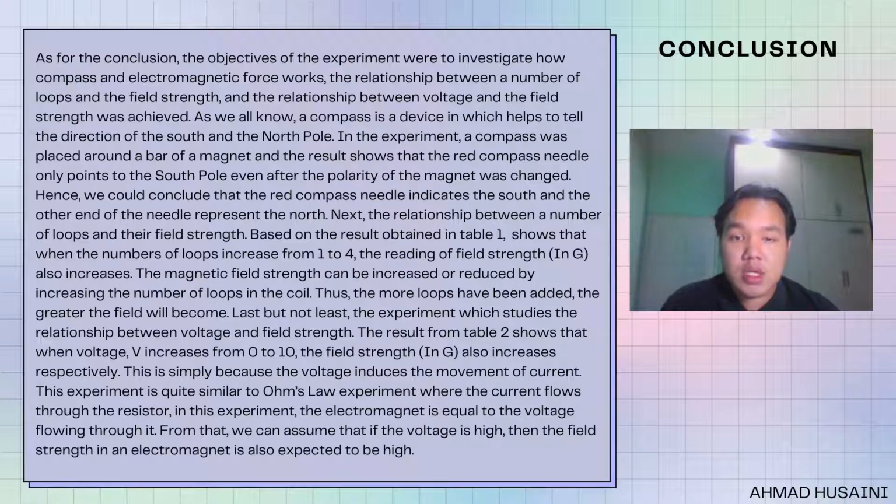Last but not least, the experiment which studies the relationship between the voltage and the field strength. The result from table 2 shows that when voltage increases from 0 to 10, the field strength also increases respectively. This is simply because the voltage induces the movement of current. This experiment is quite similar to the Ohm's law experiment, where the current flows through the resistor. But in this experiment, the electromagnet was equal to the voltage flowing through it. From that, we can assume that if the voltage is high, then the field strength in the electromagnet is also expected to be high.